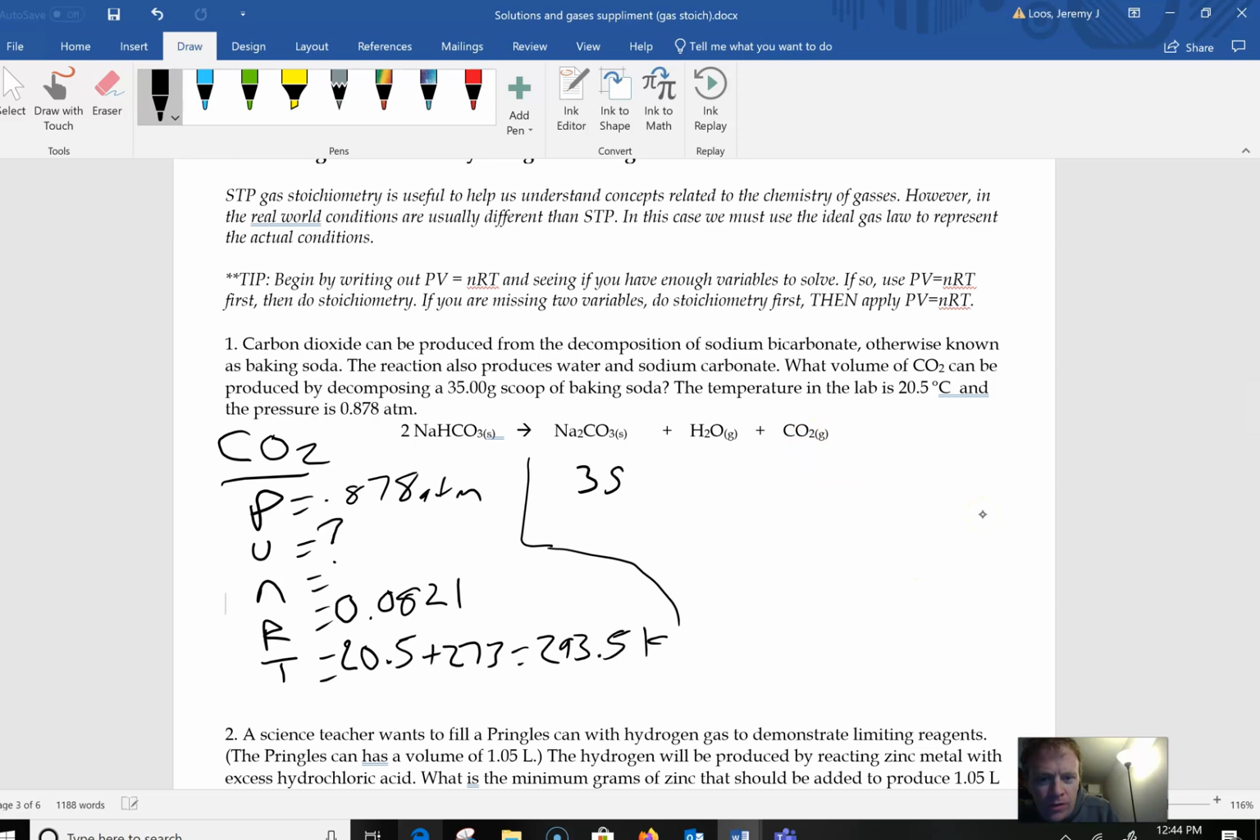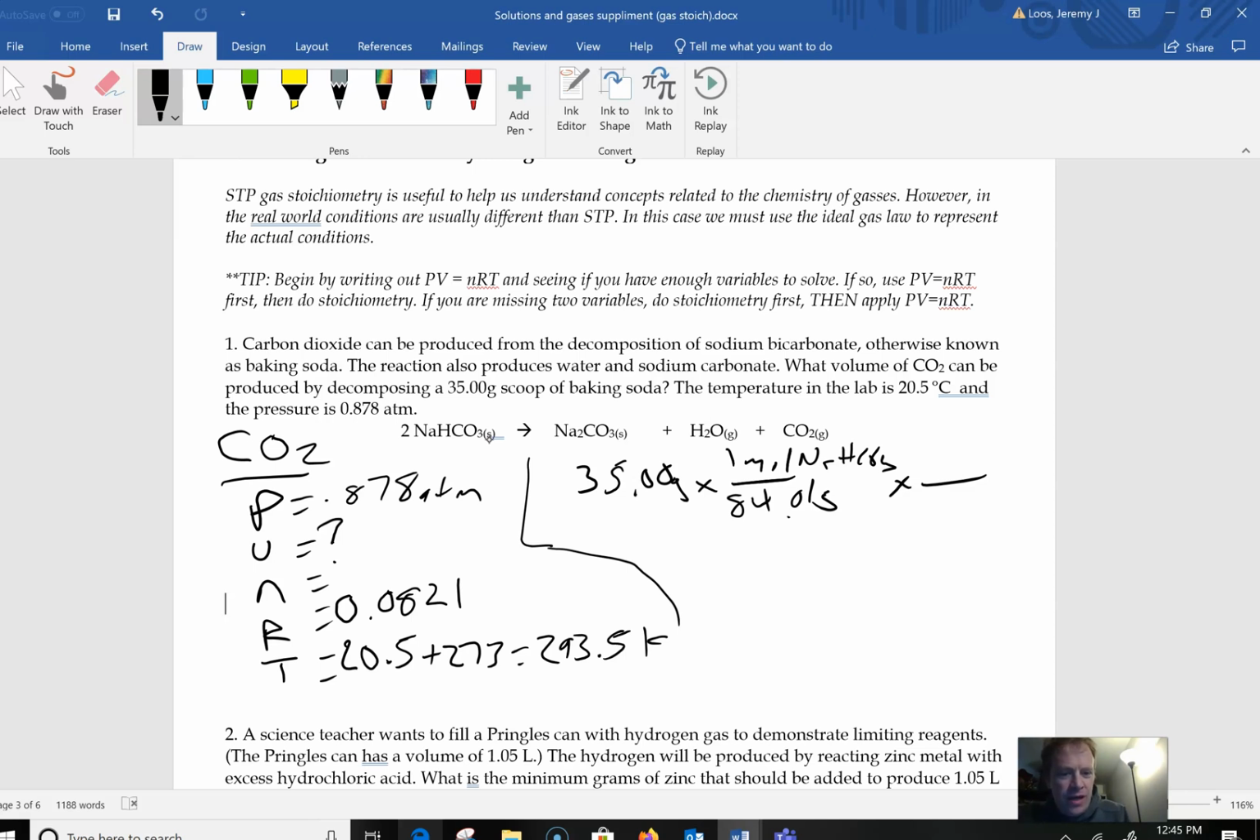So I'm going to start with 35 grams of the baking soda. I'm going to add up the molar mass: 1 sodium, 1 hydrogen, 1 carbon, 3 oxygens. That is 84.01 grams. That goes on the bottom because what goes up must come down, and that is 1 mole always when we're using masses. Sorry, my writing's bad here, I'm writing vertically, but that's NaHCO3. So the next thing I need to think about is the mole ratio.